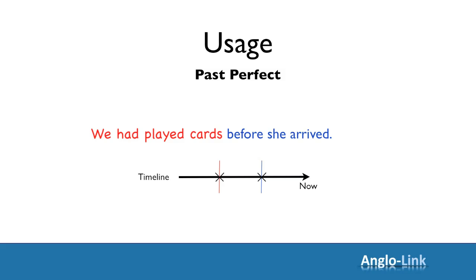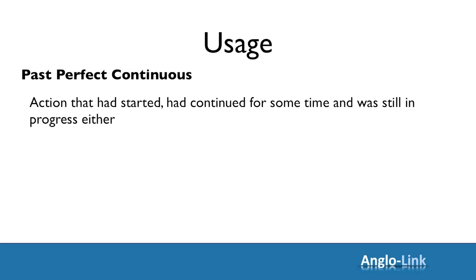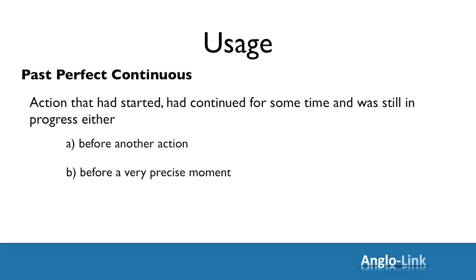Right then, let's move on to the usage of past perfect continuous. This tense refers to an action that had started, had continued for some time, and was still in progress, either before another action or before a very precise moment in the past. Let's look at the examples now.